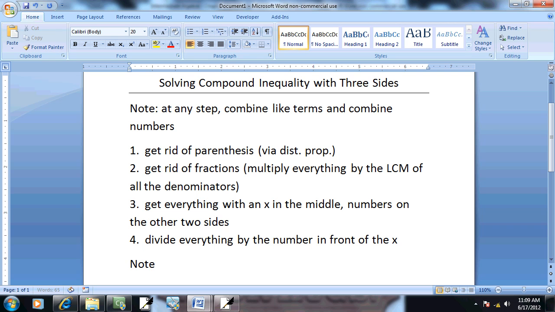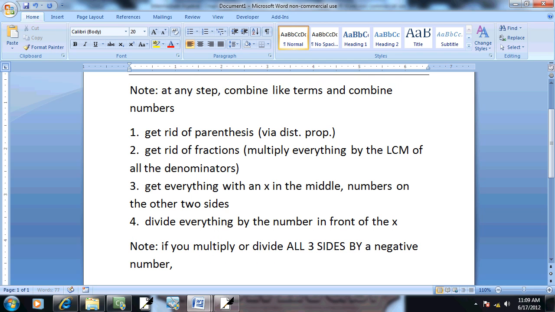And we have a note down here. If you multiply or divide both sides, or actually I better say all three sides, by a negative number, flip the inequality symbol.